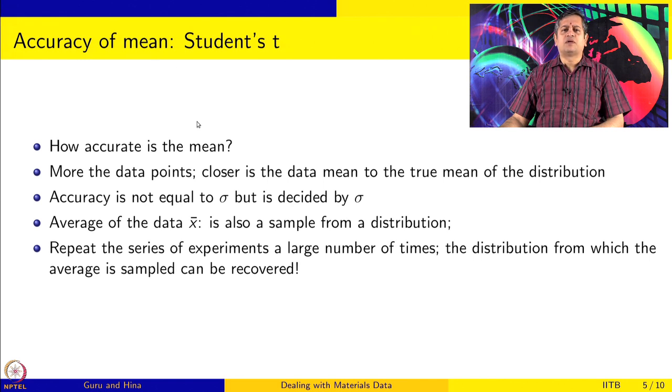Sometimes we want to know how accurate is the mean that we have estimated. If you have more and more data points, of course, the average that you get from the data will be closer to the true mean of the distribution. The accuracy of the mean is given by the standard deviation, but it is not equal to the standard deviation. The average of the data, x bar, is also a sample from the distribution. So, if you generate lots of data and lots of such averages, that will actually help you recover the distribution from which the average itself is sampled. So it is possible to do a large number of experiments and to get a better estimate for the mean by getting the average from several data sets.